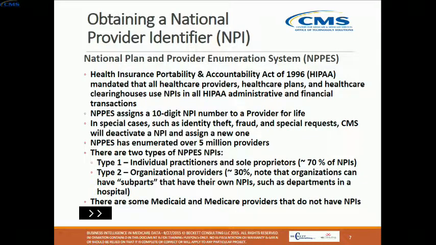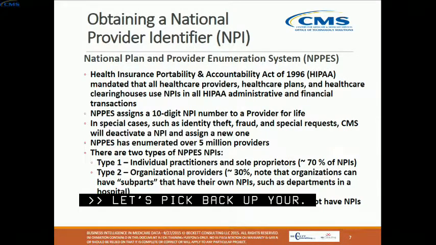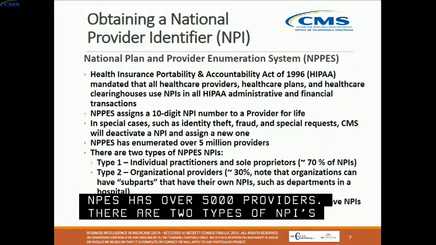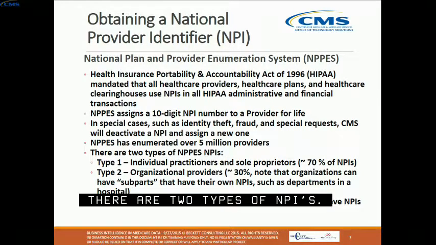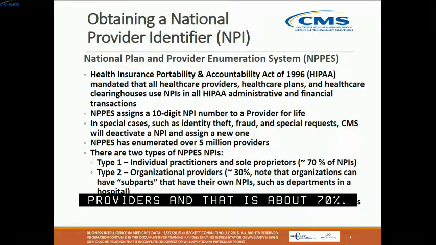NPES has enumerated over 5 million, so there's over 5 million providers that have been assigned NPIs by the NPES system. There are 2 types of NPIs in the NPES system. Type 1 is for individuals and sole proprietors, and that's about 70% of them. And then there's a type 2 that's associated with organizational providers, and that makes up the remaining 30%.